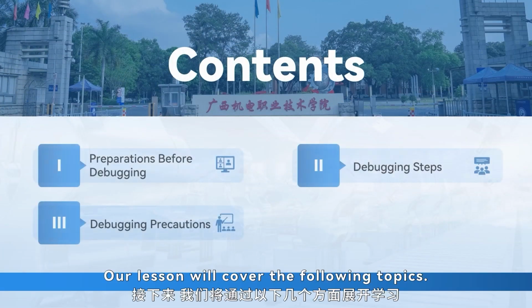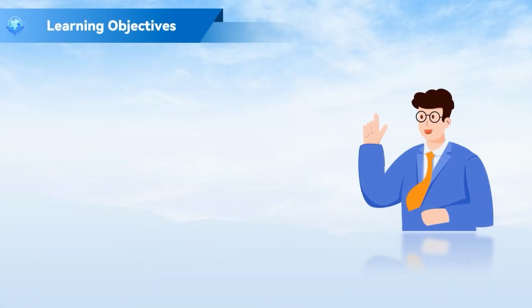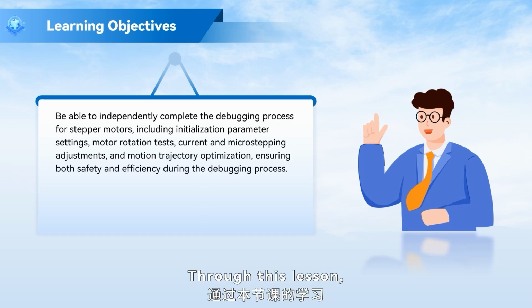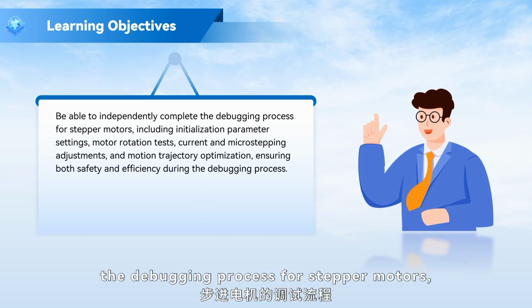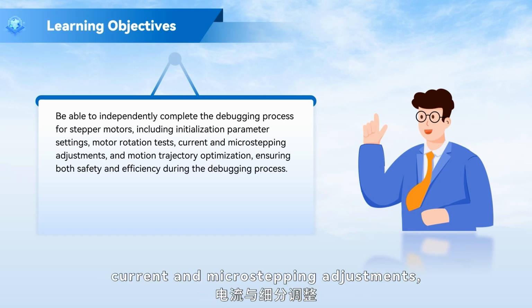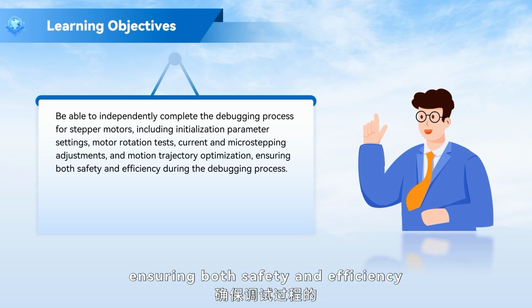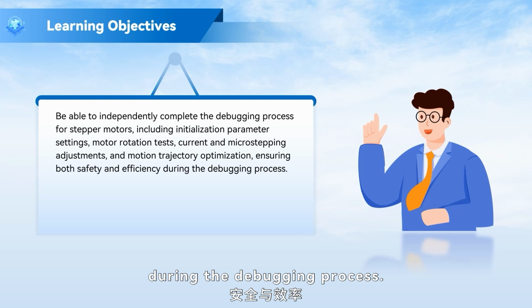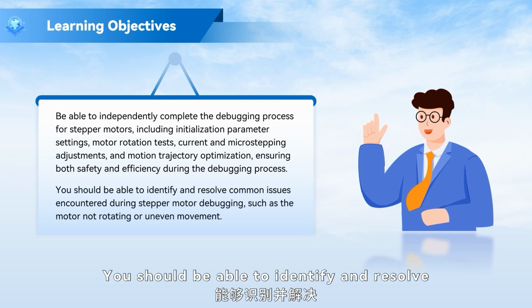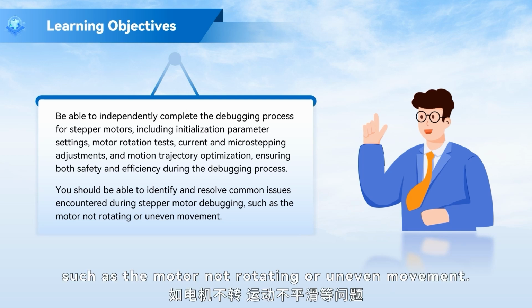Our lesson will cover the following topics. Through this lesson, I hope you can independently complete the debugging process for stepper motors, including initialization parameter settings, motor rotation tests, current and microstepping adjustments, in-motion trajectory optimization, ensuring both safety and efficiency during the debugging process. You should be able to identify and resolve common issues encountered during stepper motor debugging, such as the motor not rotating or uneven movement.